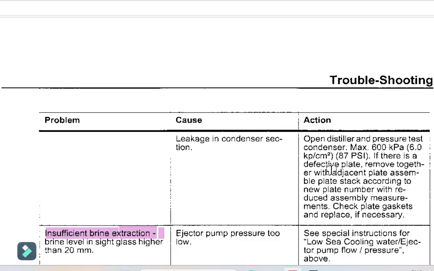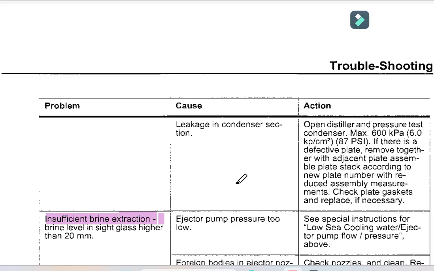6 bar, and if there is any defective plate or any defective gasket related to that, then it has to be changed and replaced, either the gasket replacement or the complete plate replacement, whatever is required. So that is also one of the problems. In the condenser, seawater is coming and mixing with the fresh water, and the salinity is going to be high. So this is also one of the prominent causes.